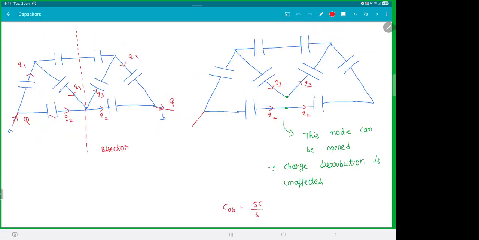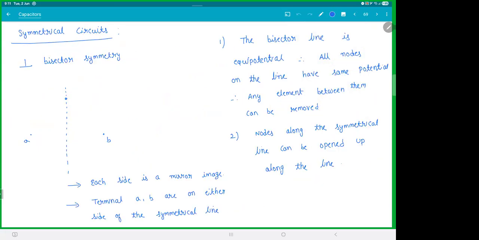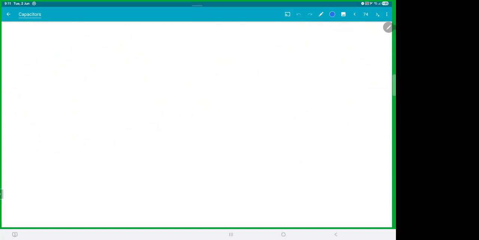Again, let me revise once. What does a bisector symmetry do? Be careful, just don't look at the line. For example, if someone gives you a circuit like this, A is here and B is here, and this is symmetry. What symmetry is this, axial or bisector? Bisector symmetry, right? It has nothing to do with the line. It need not be perpendicular. A and B are on opposite sides. Bisector symmetry.